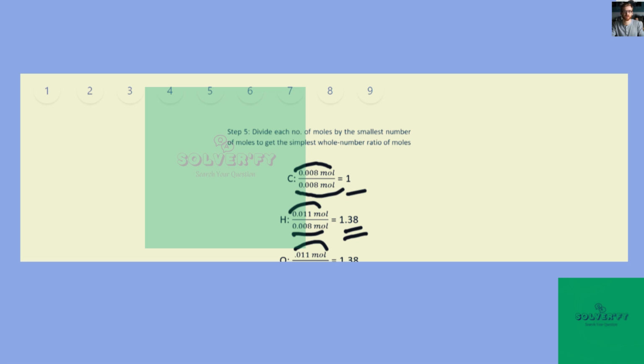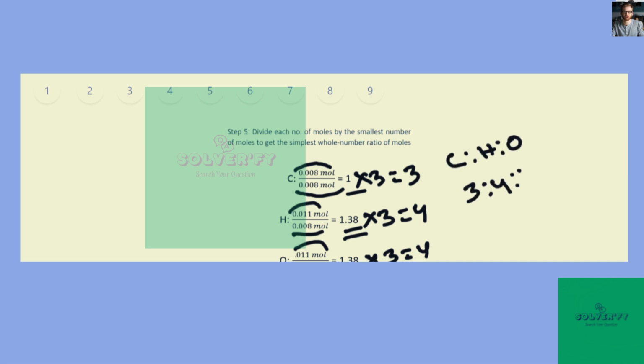So if we want to make them the nearest whole number, we have to multiply each one by 3. We multiply it by 3 and it will give us approximately 4. And if we multiply this by 3, it will give us approximately 4. And if we multiply the number of moles of carbon ratio by 3, we will get 3. So the simplest ratio here of C, H, O is 3, 4, 4. That means the empirical formula of this unknown sample will be C3H4O4.